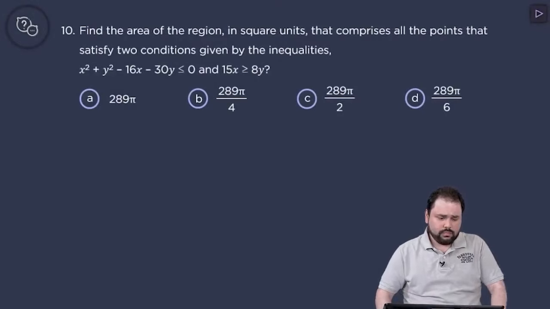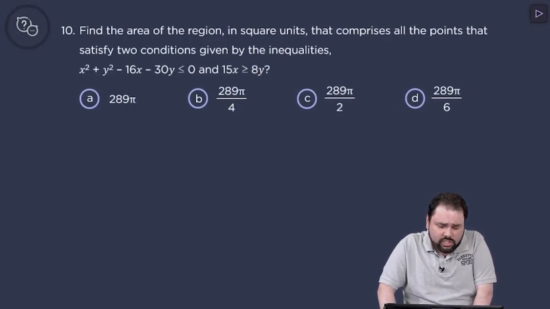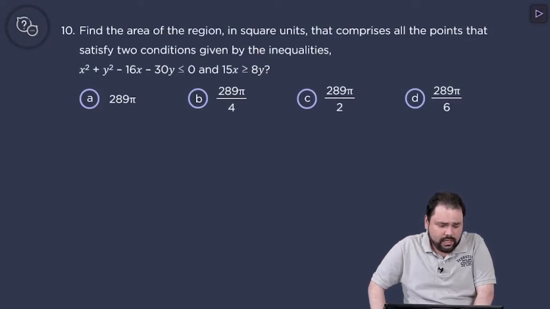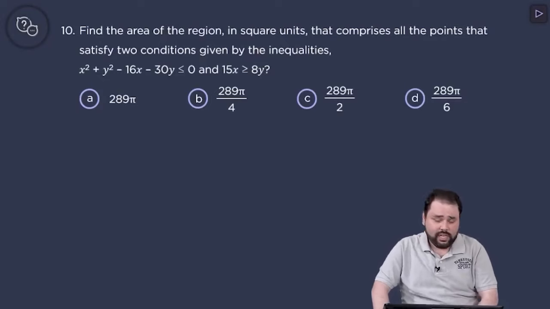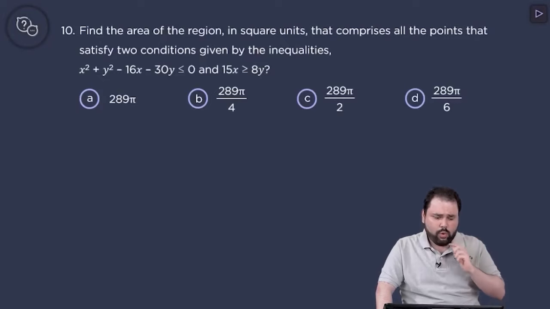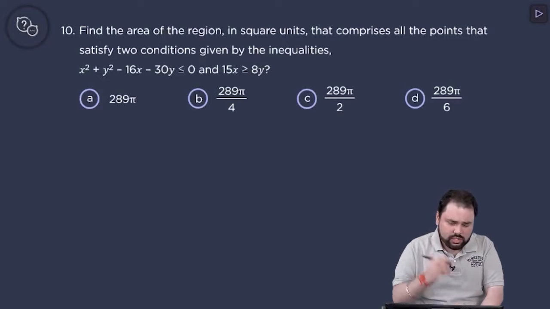Let's keep moving. Okay. Find the area of the region in square units that comprises all the points that satisfy two conditions given by the inequalities. Okay, so whenever this sort of a question comes, I know this is more algebra and less geometry, but will I need to plot? Let me just think. Ideally, these are not the kind of questions I like to do. These, then volume questions and all of that, I like to wait, but give me a second. Find the area of the region in square units that comprises all the points that satisfy two conditions given by the inequalities.